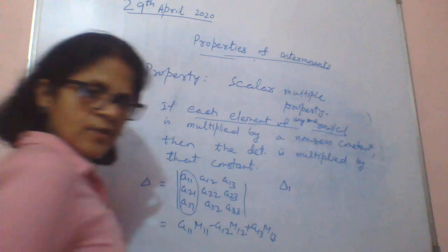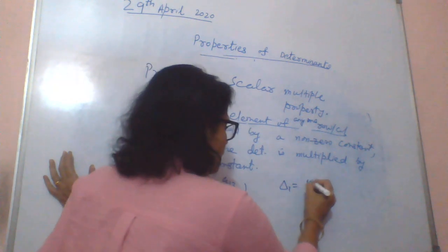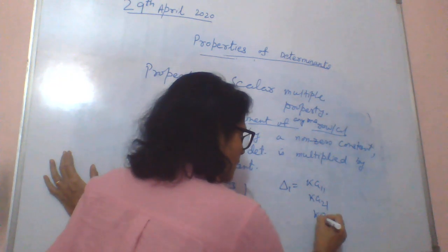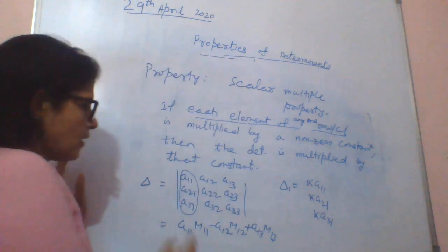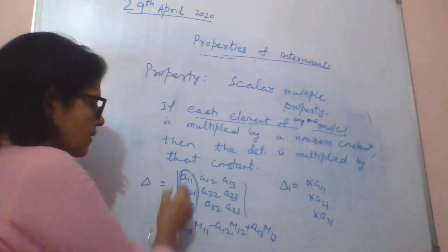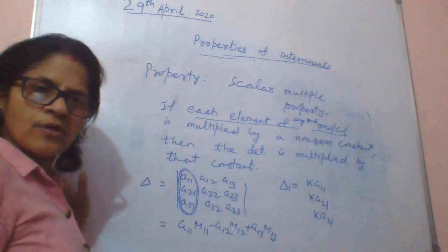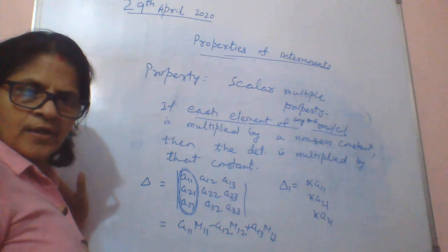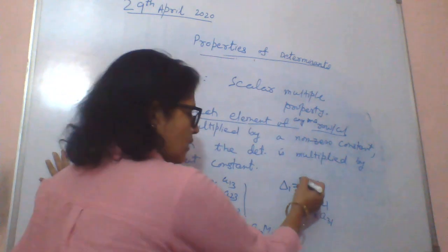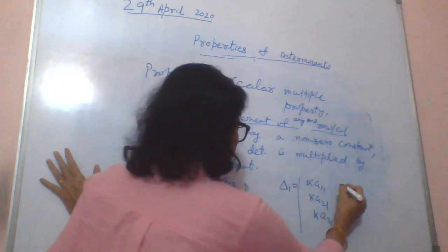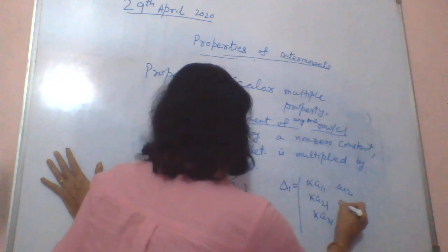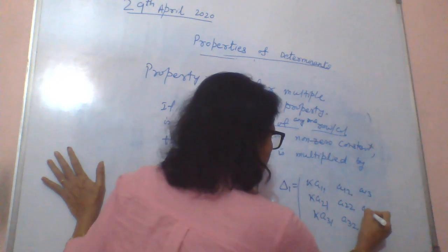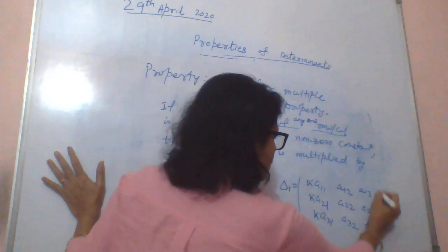Delta 1, the new determinant, is KA11, KA21, KA31. So what I have done here is multiply each element of the first column by k. K is any non-zero constant. It can be positive, it can be negative, but it is not zero. The other columns are A12, A22, A32 and A13, A23, A33.